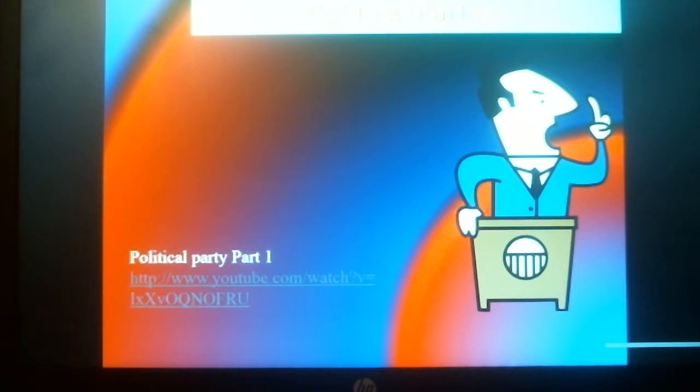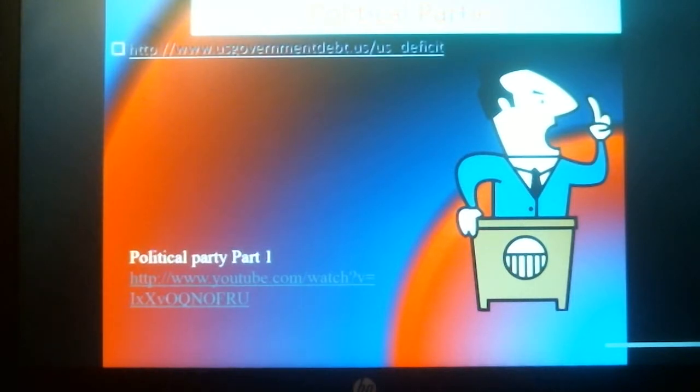The first one that we're going to get started with is going to talk about some of the basics of what a political party is, and get into some of the very basic elements of it, and we'll be getting into several other things. And then you also have an activity to do, and that's what this website here is that you're going to go to, and I'll get to that activity a little bit later on.